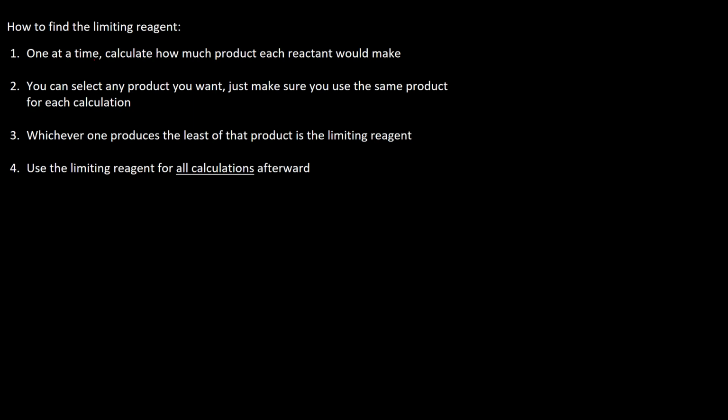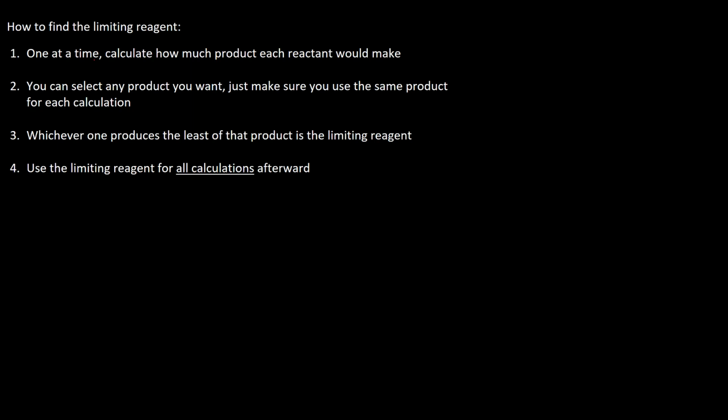And here's the key, number 2. It says you can select any product you want, just make sure that you use the same product for each calculation. Essentially, it's just like the cheese example. You find out how many sandwiches you can make of one, if that were your limiting reactant. Then you try the other one and see how many sandwiches you can make, and whichever one makes the least would be your limiting reagent, which is what number 3 says. And then number 4, going forward, use the limiting reagent for all calculations.